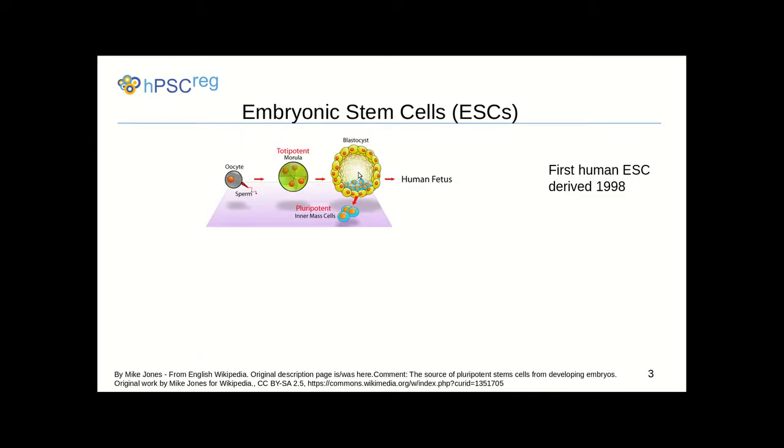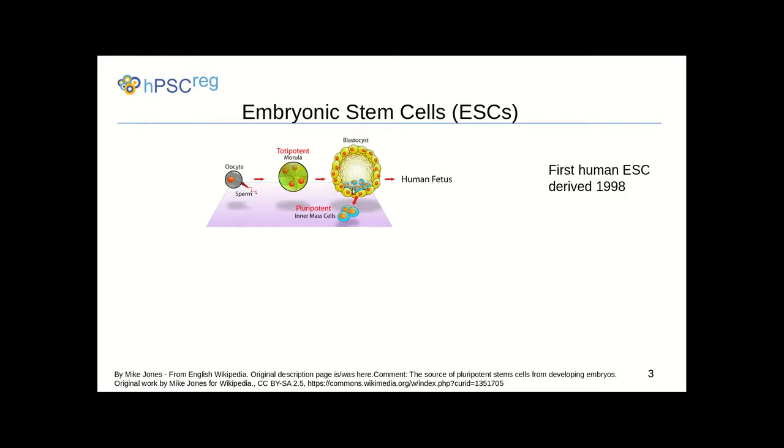There are two kinds of pluripotent stem cells. One are the embryonic stem cells, called ESCs, which are derived from the inner cell mass of a blastocyst. The blastocyst stage is usually reached 4 to 5 days post-fertilization, and at this time it consists of 50 to 150 cells. The embryonic stem cells can be found in the inner cell mass of the blastocyst. The first human ESCs were derived in 1998.